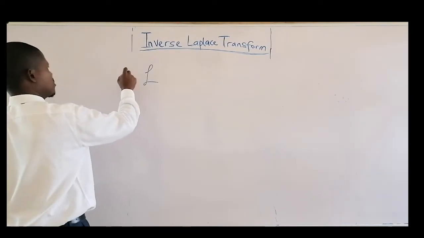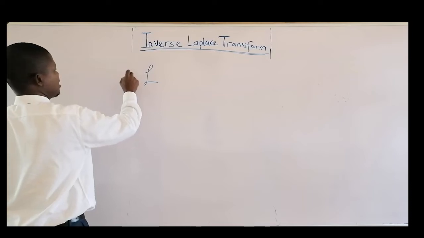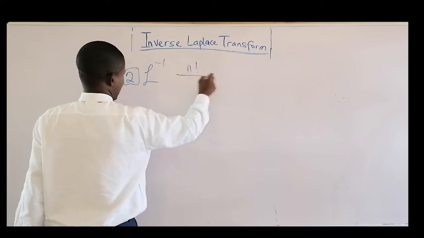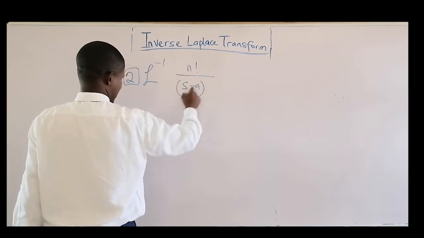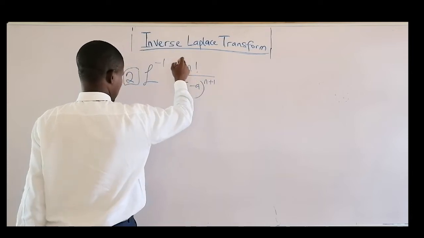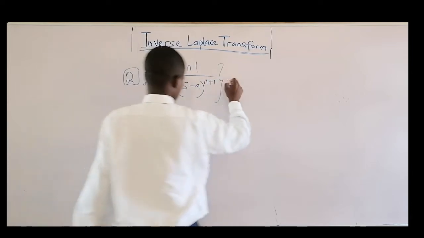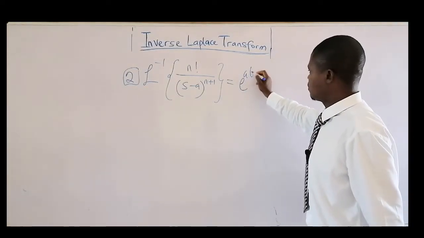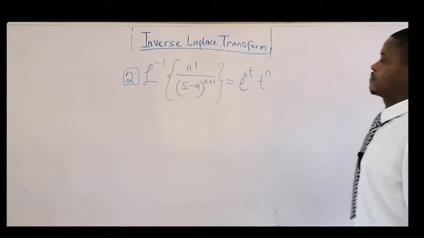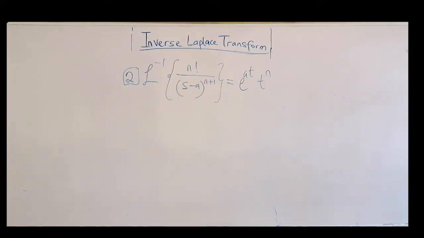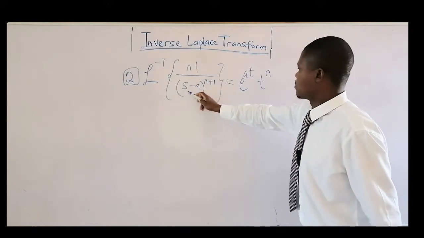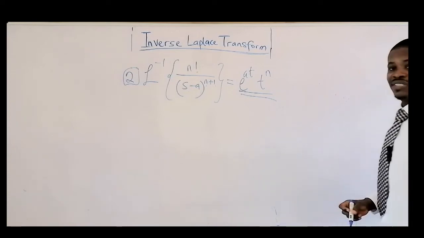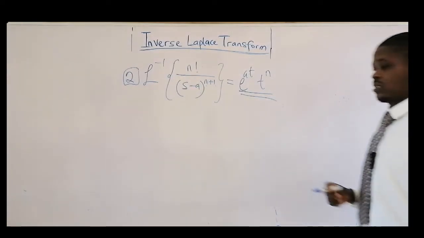Another property we should know: the inverse of n factorial over x minus a to the power n plus 1 will be equal to the exponential e^(at) times t^n. Yeah, the inverse of n factorial over x minus a to the power n plus 1 is this. So that's another property under this inverse.